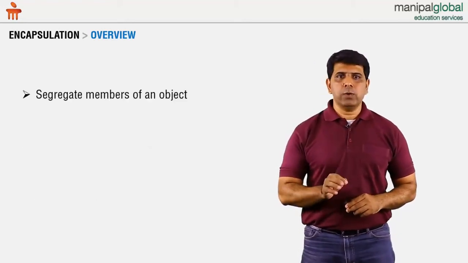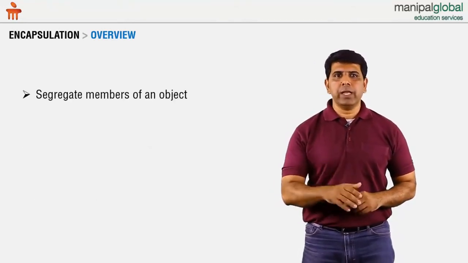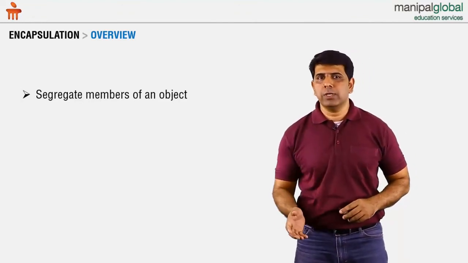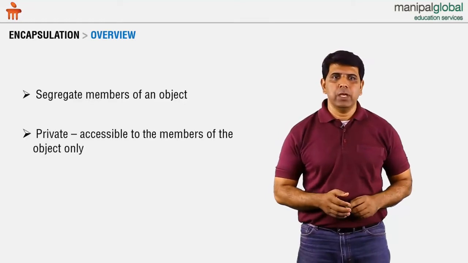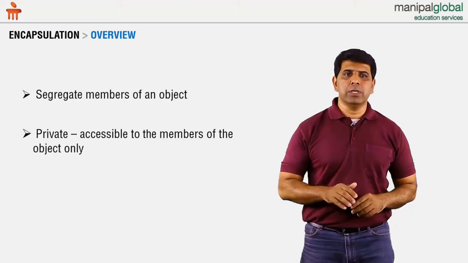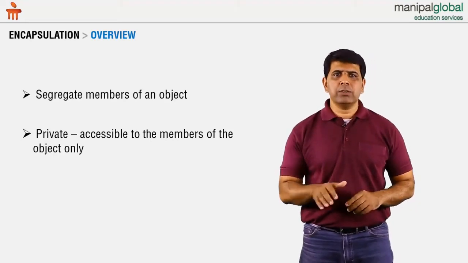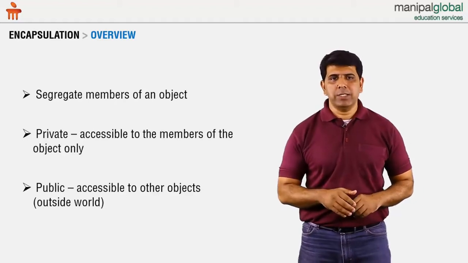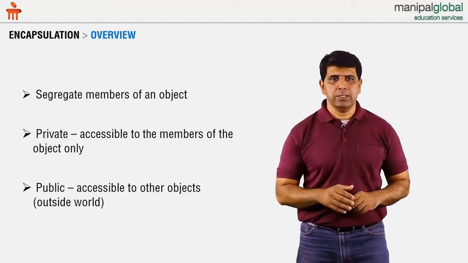Now, this is what we want to do, where we segregate some members of an object and say, hey, these are something that the outside world can access and these are not. Private is the way you say some members are accessible only to the object, and public is the way you say, hey, everybody can access this. We say the outside world can access this.